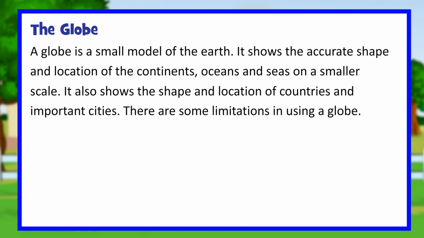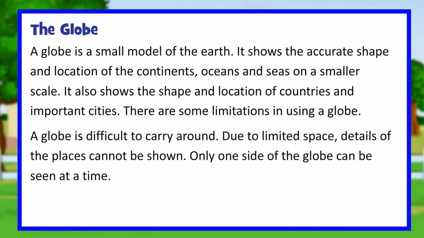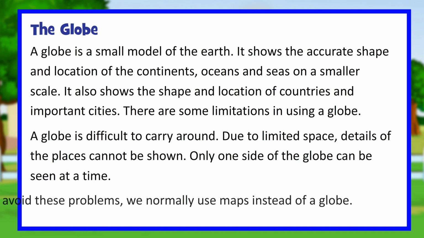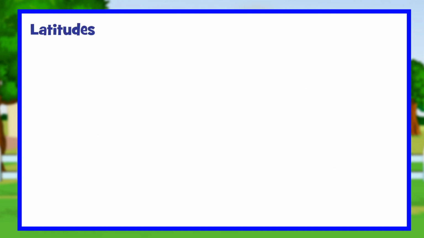There are some limitations in using a globe. A globe is difficult to carry around. Due to limited space, details of the places cannot be shown. Only one side of the globe can be seen at a time. To avoid these problems, we normally use maps instead of a globe.